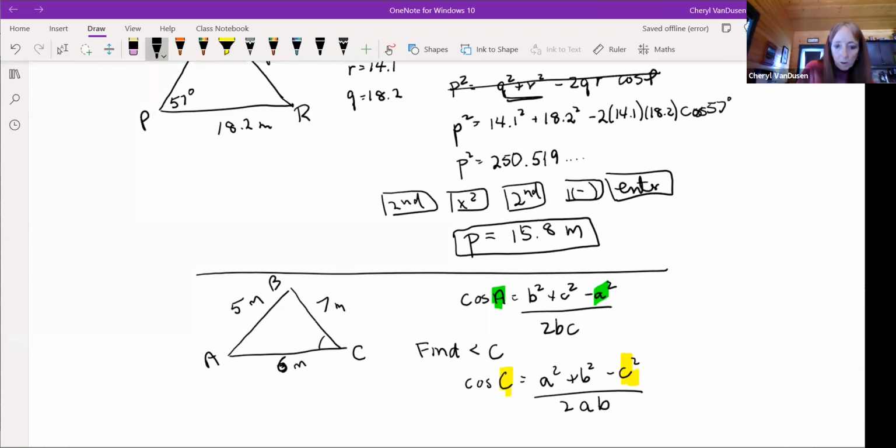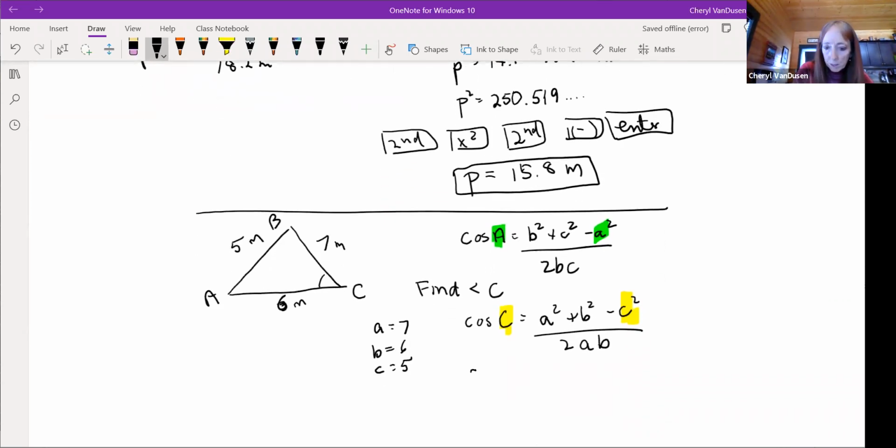We'll write down, make sure we've got everything clear. So a is 7, b is 6, c is 5. Let's throw all that into our formula, and then into our calculator. So 5 squared plus 6 squared minus, oops, no, oh good Lord, fire me, end of the day, need a coffee. 7 squared plus 6 squared minus 5 squared. That looks better. All over 2 times 7 times 6.